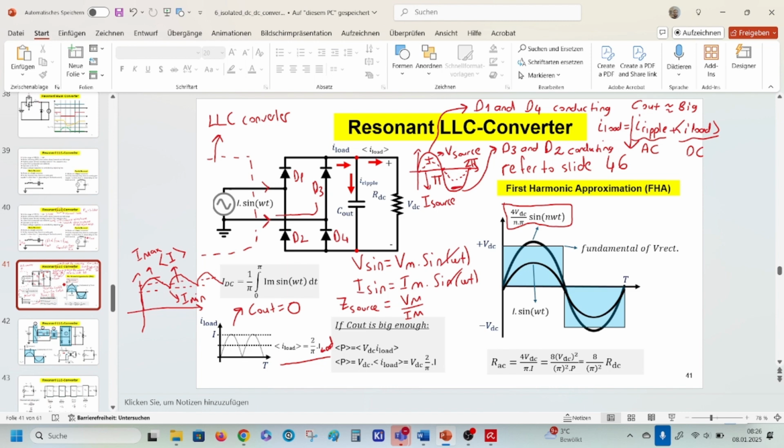The output power at the load with the resistance of DC is calculated as follows: the output voltage times my average current. And instead of average current, I write 2 over pi times I load.